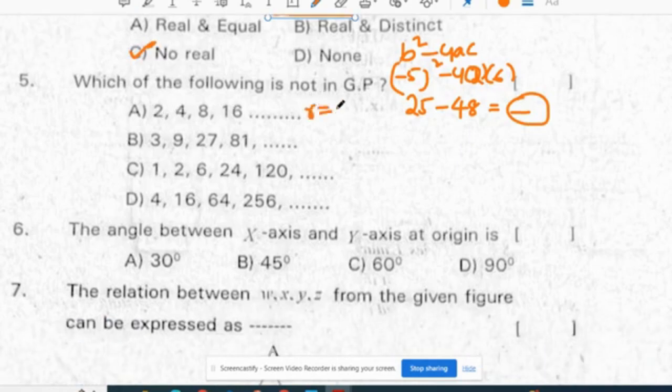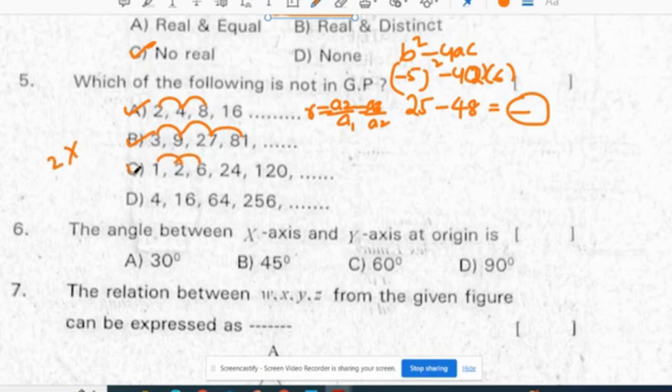Which of the following is not a GP? For a GP we should have a common ratio: a2 by a1 should be equal to a3 by a2. So 4 by 2 is 2, 8 by 4 is 2. It has a common ratio. 9 by 3 is 3, 27 by 9 is 3, 81 by 27 is 3. It is also a GP. 2 by 1 is 2, 6 by 2 is not 2. Therefore, it is not a GP. The correct option for the fifth question is C.